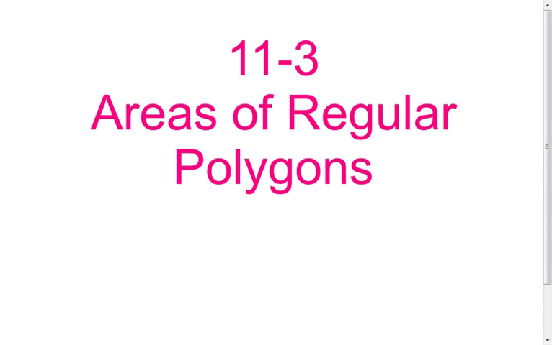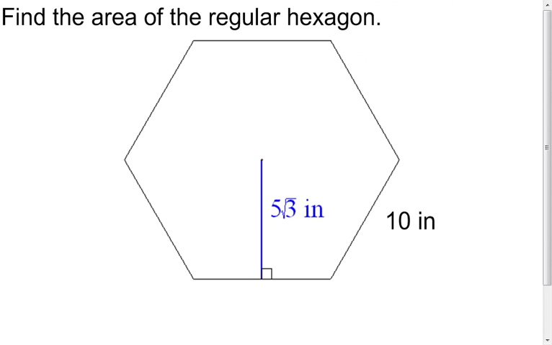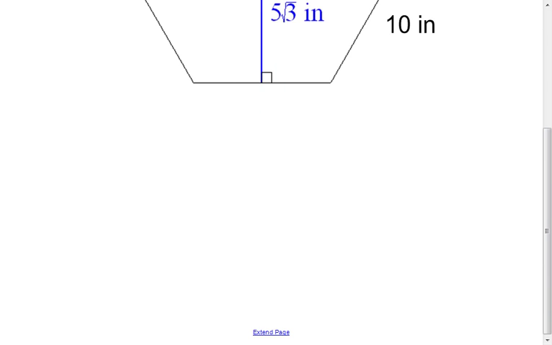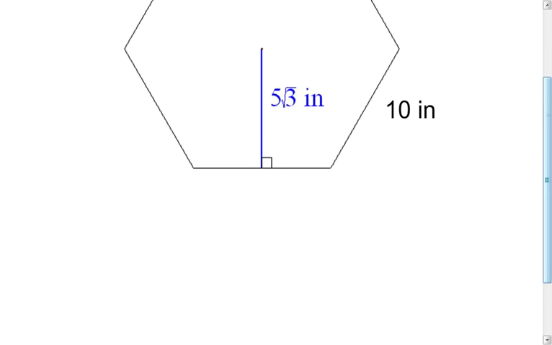Here I'm going to look at 3 examples dealing with the areas of regular polygons. The first one gives you a hexagon, and I'm telling you that it's regular. Notice that in the directions. And we want to find the area of it. So the first thing I do is think back to how I find the area of a regular polygon. Well, it was area equals 1/2 times the length of the apothem times the perimeter.